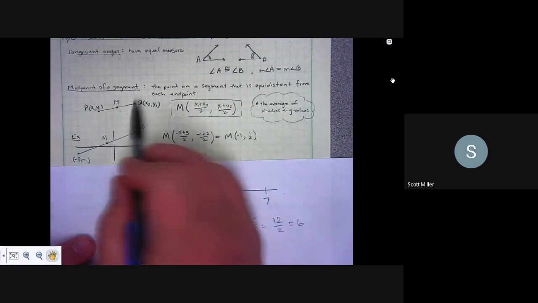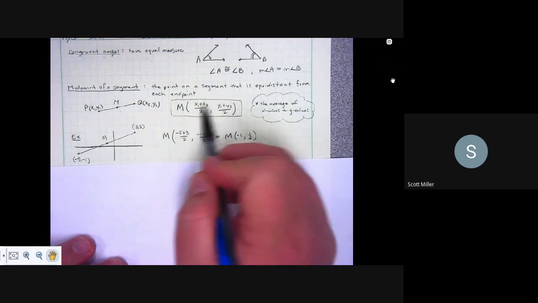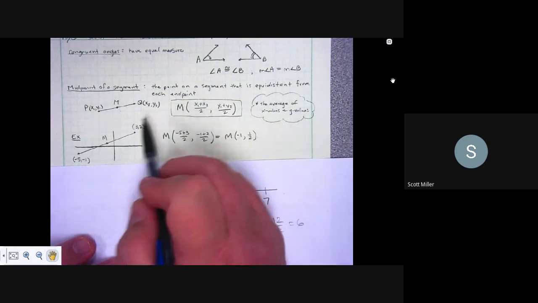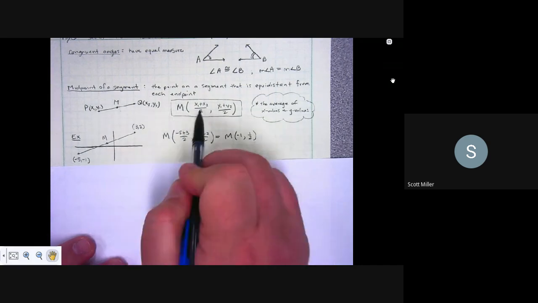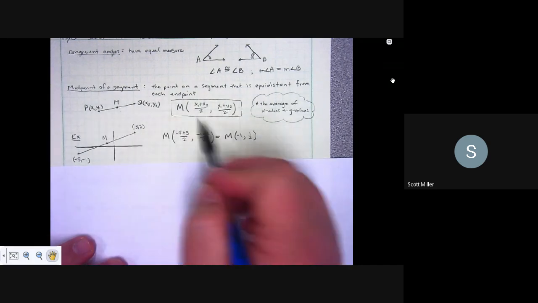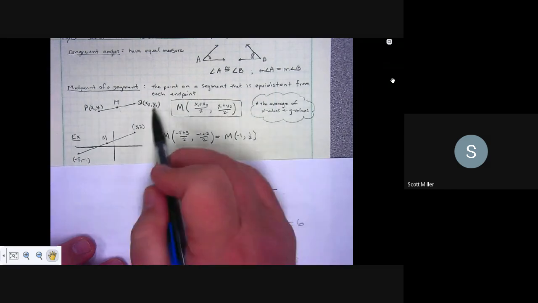We just do it for points. We just do the x points and the y points. We find the average of those 2 things. So you take the 2 x's, you add them together and divide by 2. You take the 2 y's, add those together, divide by 2, and you have the midpoint of that segment.